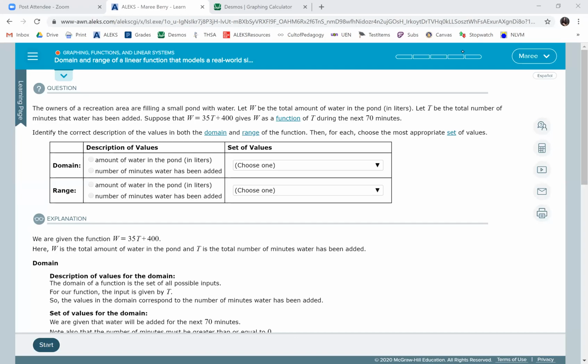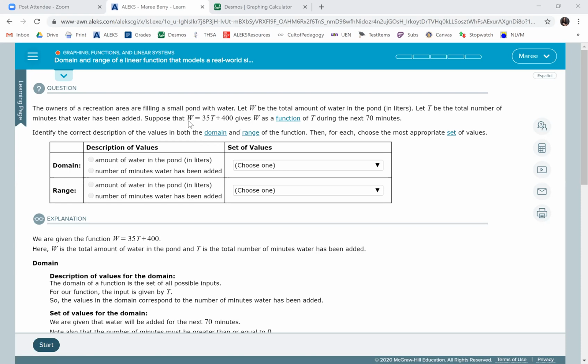I got a lot of questions on this one, and it's finding the domain and range of a linear function that models a real world situation. So they give you the equation, okay? Keep that in mind when they give you the equation.